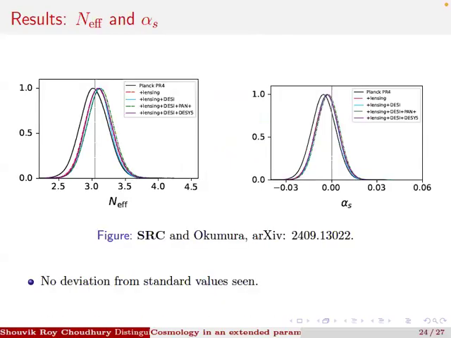For Neff and alpha S, we do not find any deviation from the expected values. Neff is 3.044, which is the standard model value, and we get a posterior which matches with that. For alpha S, we are supposed to get something close to 10 to the power -3, and that is also consistent. We don't have a very strong constraint on alpha S right now, so it's difficult to say, but it's consistent with the expected value.